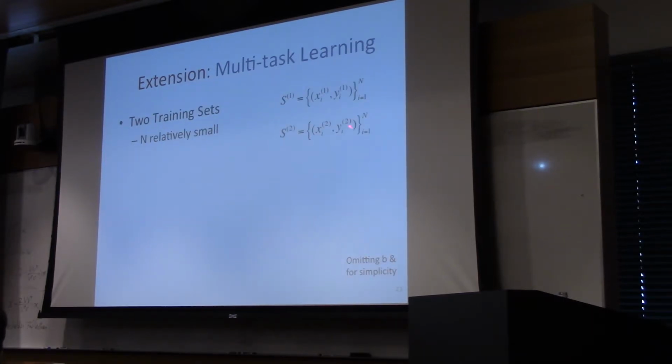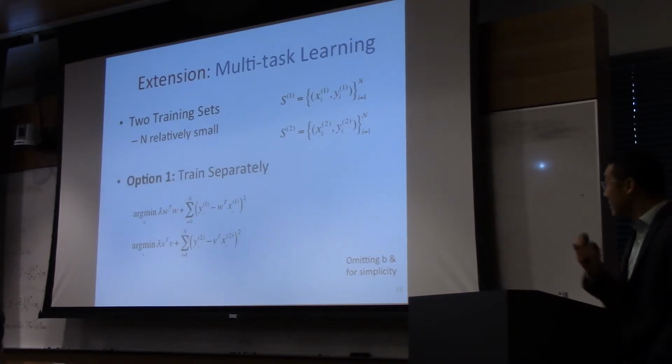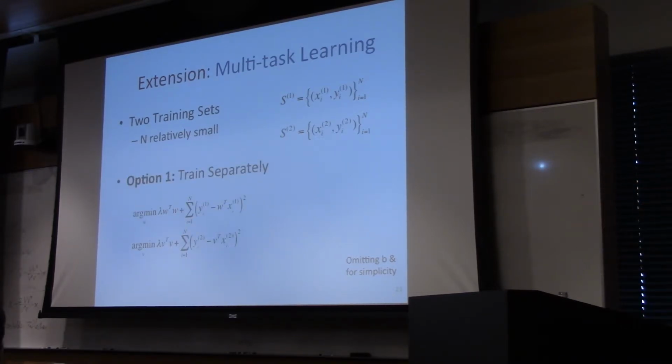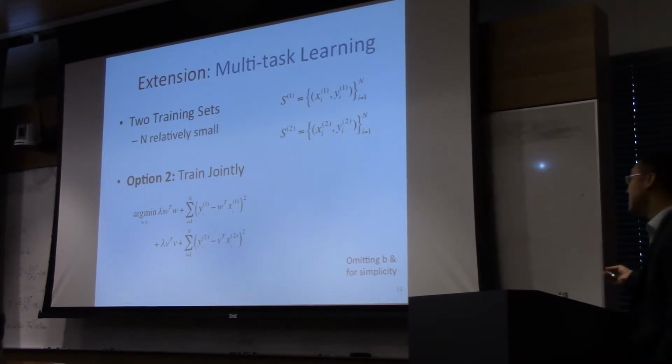So we have two training sets, indexed by superscript 1 and superscript 2. And the number of training examples is relatively small. So option 1 is to say, okay, we're going to ignore the fact that we think Alice and Bob are similar. We're going to train a separate model for each one using their separate training examples. The consequence, of course, is that both models have relatively high error because the training sets are small. We could say, okay, let's just treat Alice and Bob as a single person and train a global spam filter for everyone.